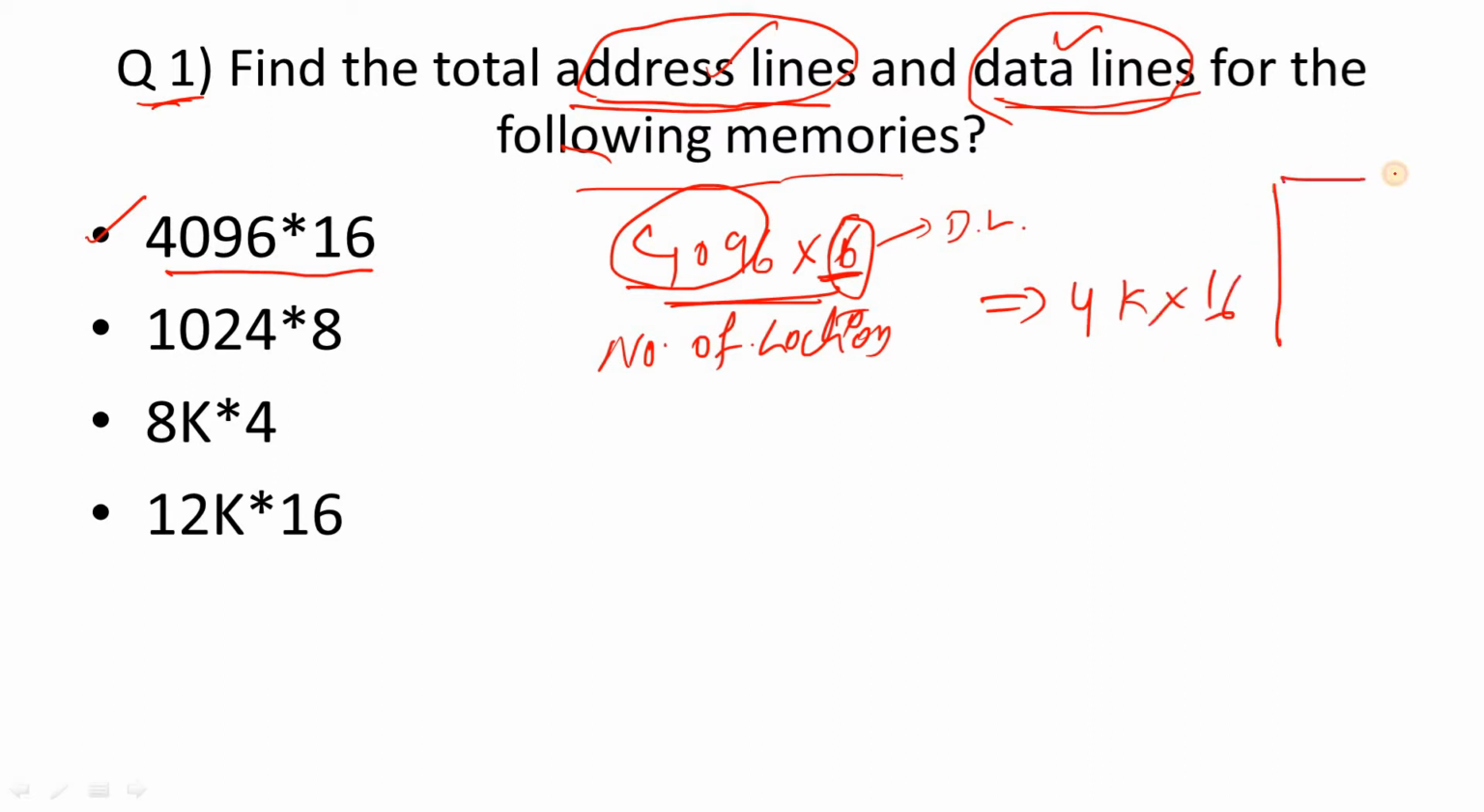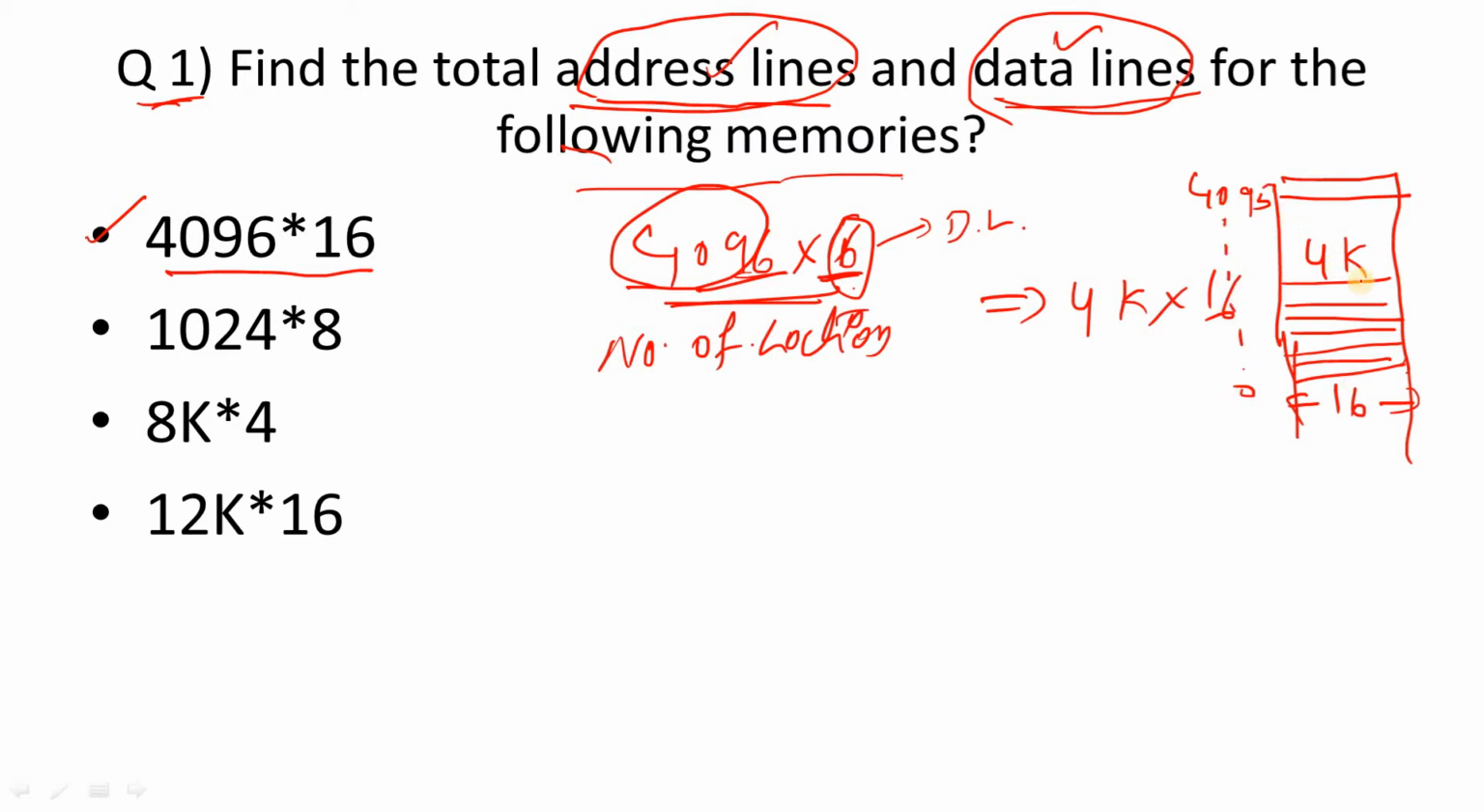The memory representation is like this. This is the memory, the size is 4k, that means 4096, and the word size is 16. Here 16 is the data lines, the word size of this memory. Inside, 4k locations are there, that means 4096 individual locations. They start from location 0 and the last location number is 4095. Here 16 is the word size, so we call it 4096 by 16: 16 is the data lines, and 4096 is the number of locations.